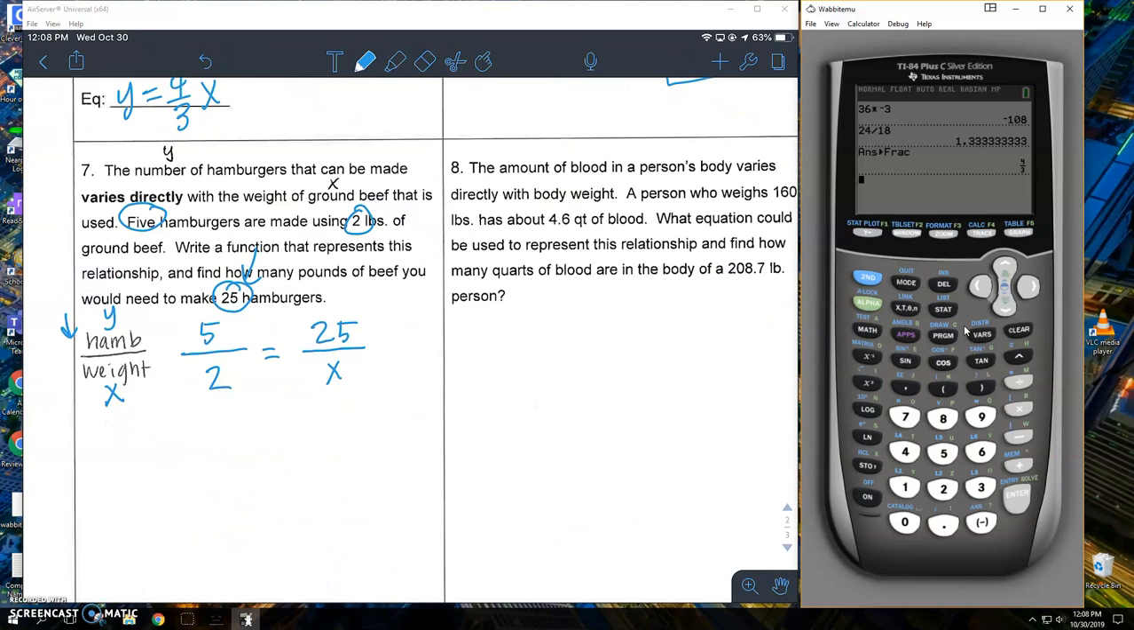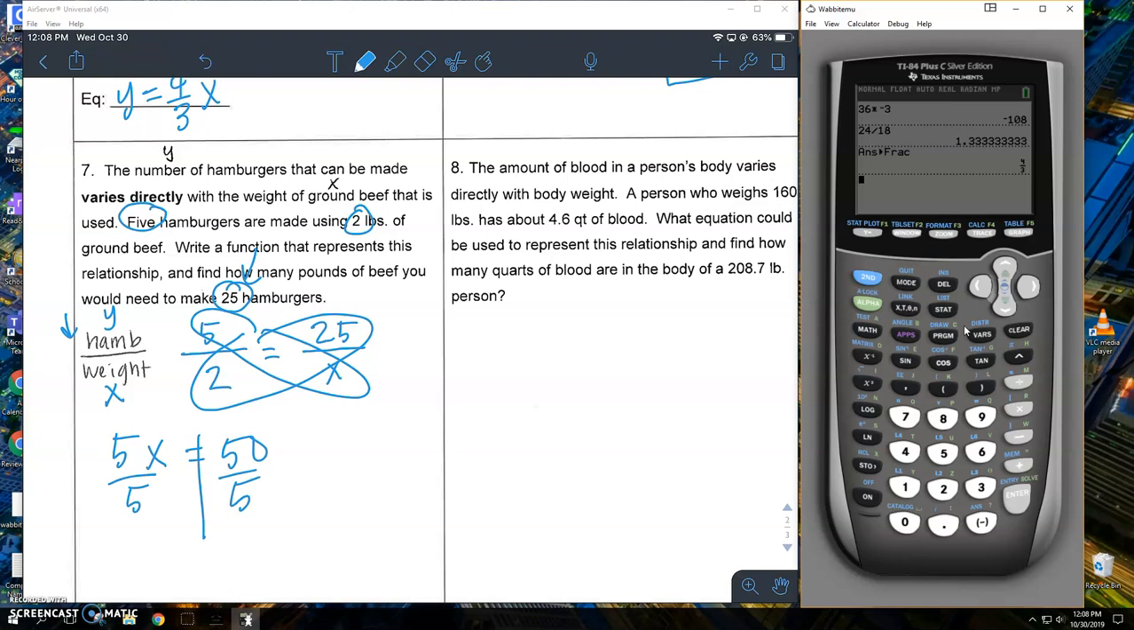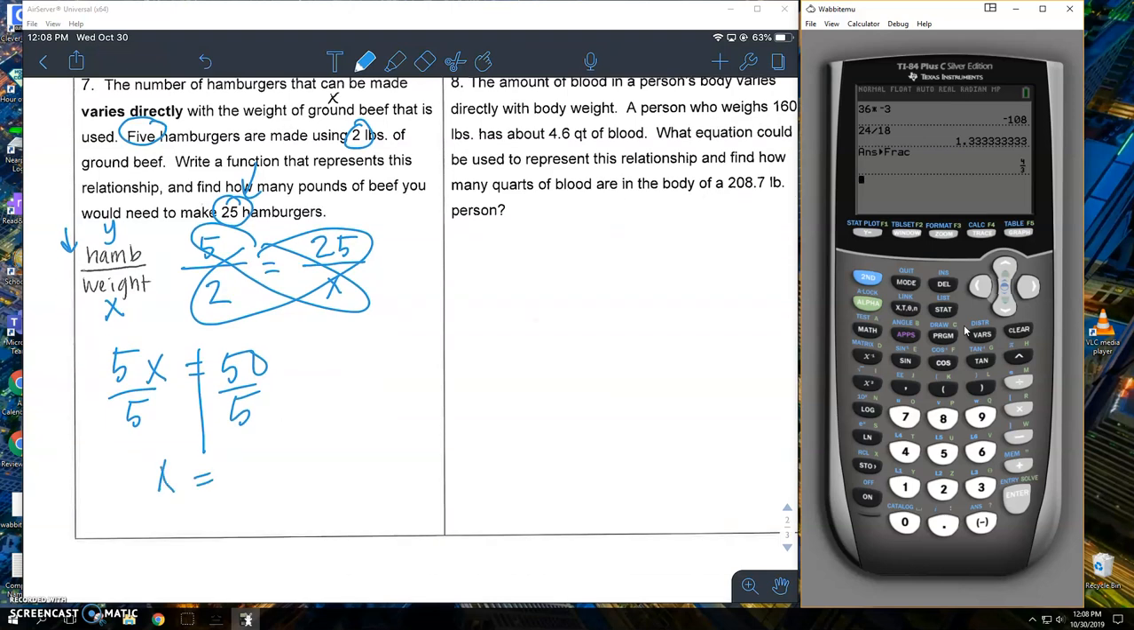I'm going to go ahead and cross multiply. 2 times 25 is 50. Divide by 5. And I get that x equals 10, so that means that we would need 10 pounds of beef.